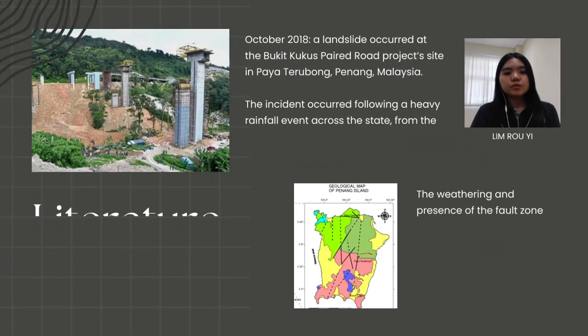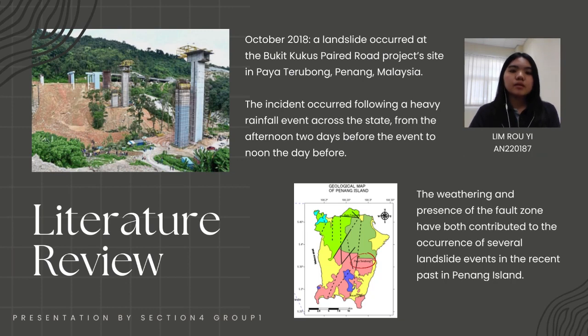So now I am going to present the literature review. In October 2018, a landslide occurred at the Bukit Kukus project site in Paya Terubong in Penang, Malaysia. This incident occurred following a very heavy rainfall event across the state from the afternoon two days before the event to the noon the day before.